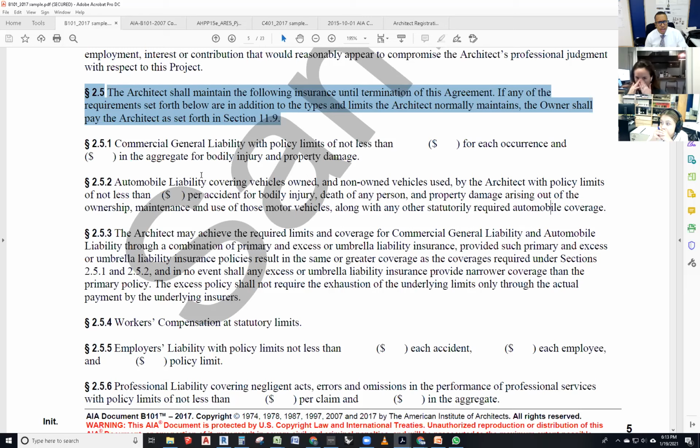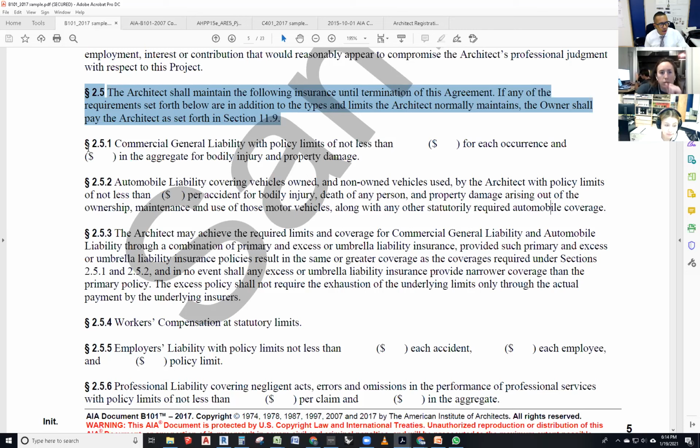And we'll look at section 11.9 later, but it just says what's the premium, what's the difference between what you would have normally had and what you had to have to be able to be covered for this particular project. And if the project ends, like you get fired today, you can change your insurance back to whatever it was, but through the agreement until termination of the agreement, you have to maintain that insurance.